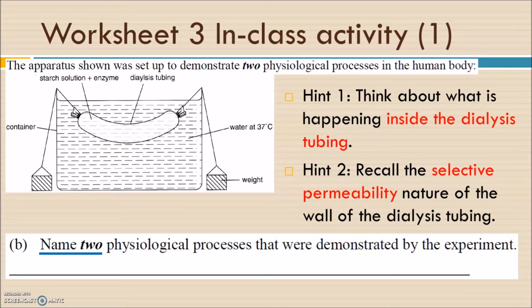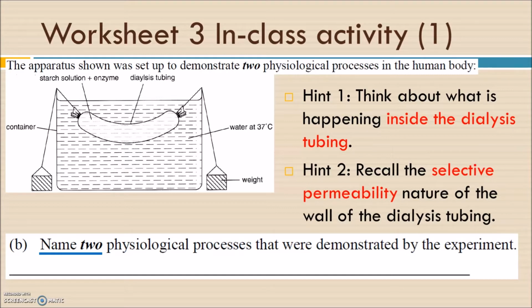So the first part is what I mentioned before, what is happening inside the digestive tubing. We have the enzyme and we have the starch solution, and we would like to break down the starch into smaller molecules, small simple soluble molecules, the glucose for example. So that's why it is digestion, right?